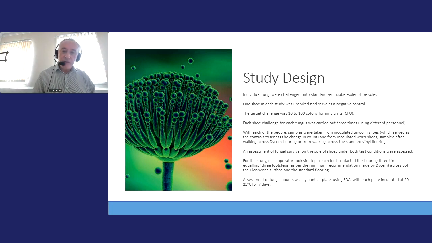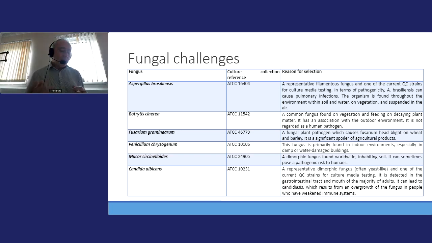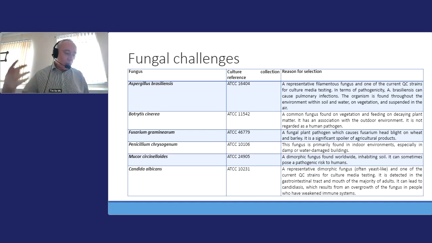The fungal challenges were designed to be a broad range, so we're capturing different types of fungi. So we have Aspergillus brasiliensis, which is representative of filamentous fungus in the air. We have Botrytis, which is associated with vegetation, a Fusarium, which is another plant pathogen, Penicillium, more associated with the as-built environment, particularly water-damaged buildings, Mucor, which is an airborne fungus and also causes lots of problems in areas in Asia at the moment, and Candida albicans, which are the human-associated yeast.